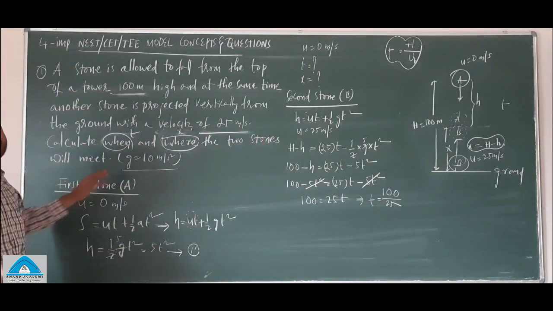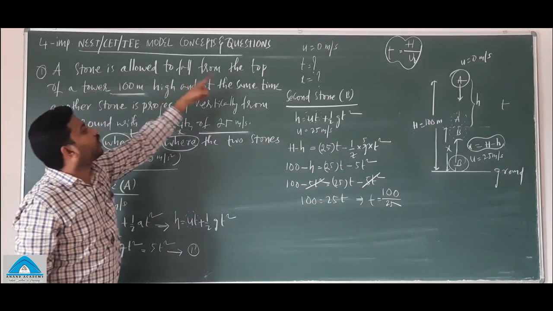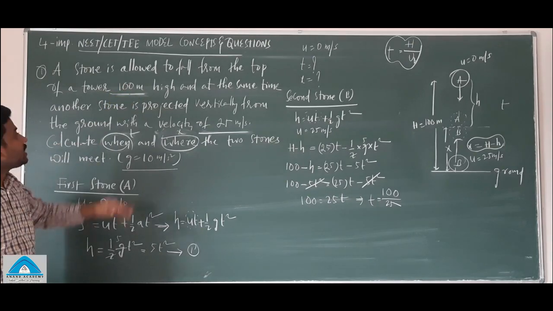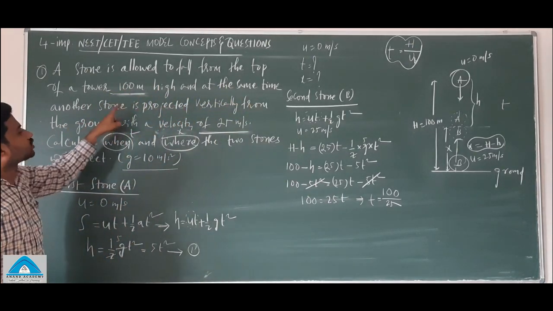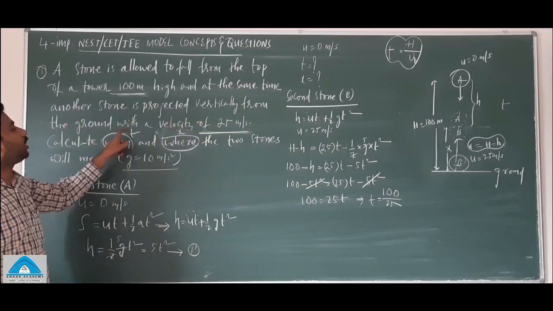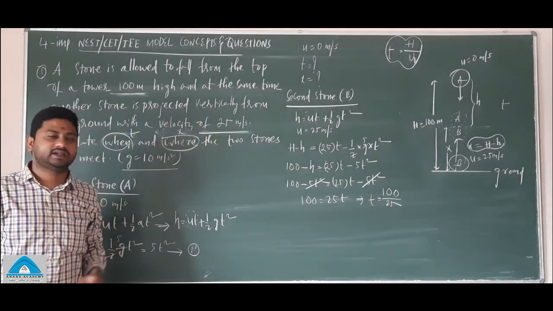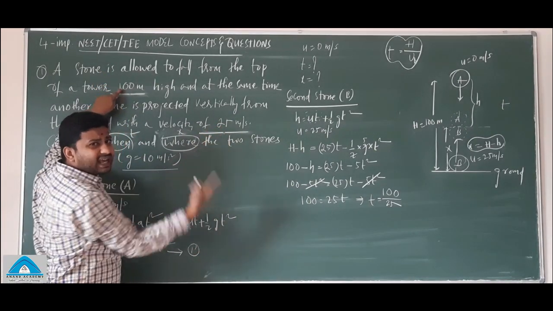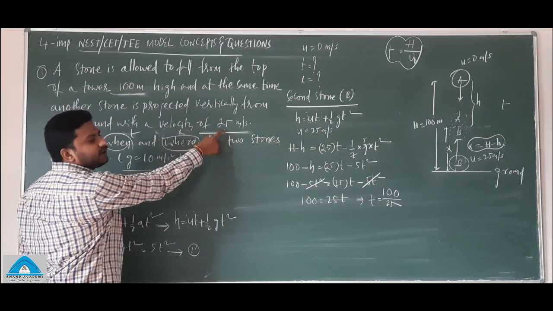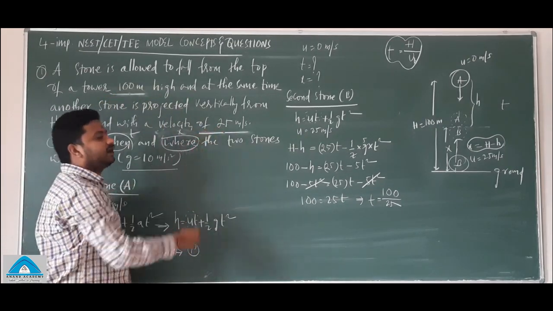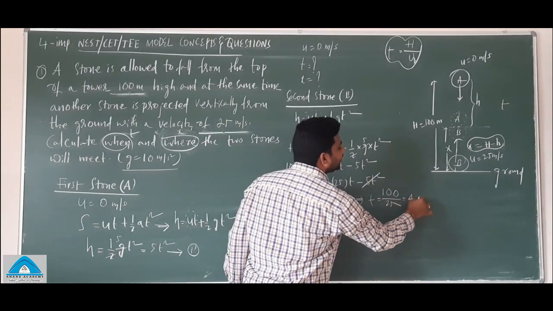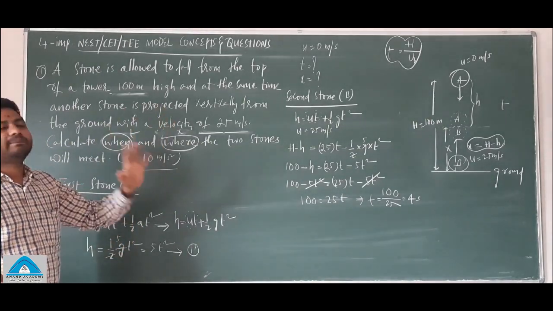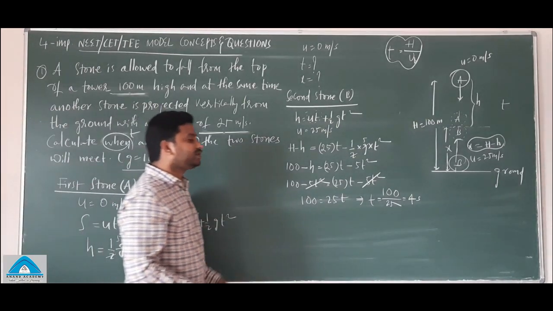Read the question once again. A stone is allowed to fall from the top of a tower 100 meters high, and at the same time another stone is projected vertically from the ground with a velocity of 25 meters per second. From this data, can you find the time? Directly you can find H by the initial velocity of the second body, 100 by 25, which is equal to 4 seconds. Without solving all these things, you could find the time after which they meet each other. So time is 4 seconds.